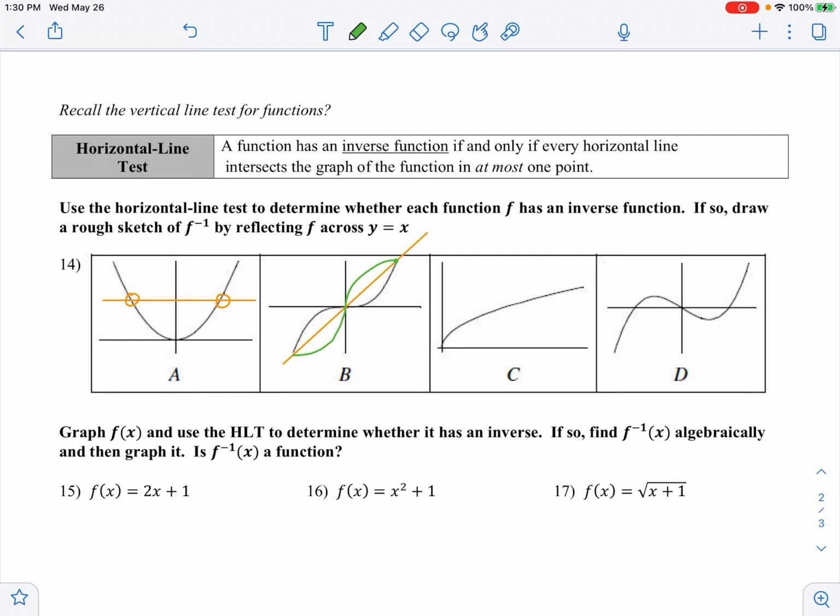C definitely looks like it passes the vertical line test. Looks like it passes the horizontal line test. So let's draw that line that it's going to reflect over. It's my perfectly diagonal line. One nice thing about drawing your inverse is that wherever you touch that y equals x line, you still do. So I'm going to kind of swoop down and go up there. Oh, and then I'm just going to kind of keep going like that. Good enough. D definitely does not pass the horizontal line test. We still could find the inverse. The inverse would not be a function.